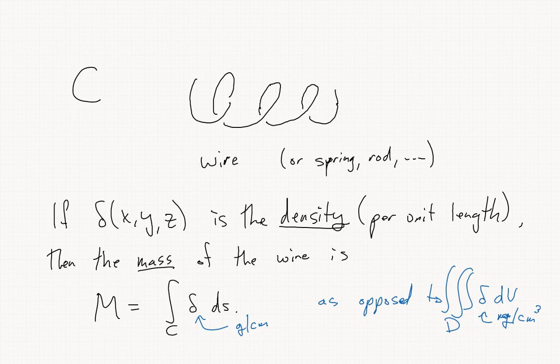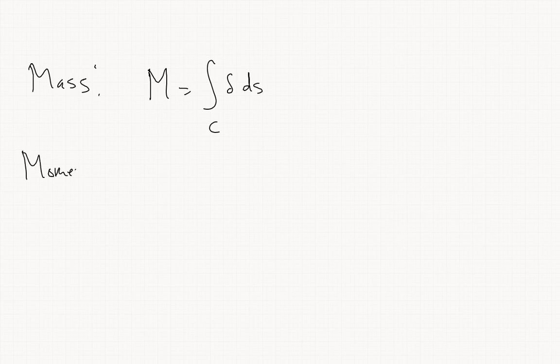So then we have analogous formulas for all of the concepts of masses and moments we discussed for solids, where now we just replace everything with one of these line integrals. So we just write down all of those formulas for reference. So mass, as I said, is m. It's integral over C of delta ds.